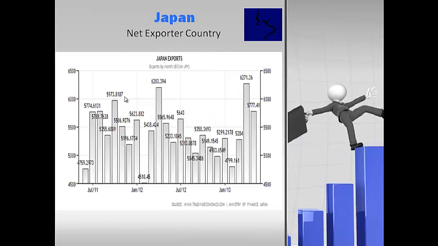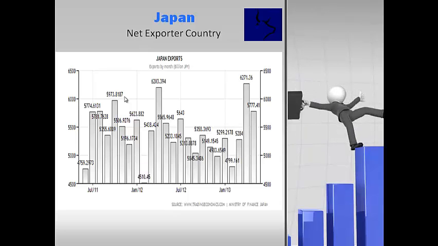Based on these two, the technical indicator and the fundamental indicators, as we call them, we are going to talk about Japan and make a trade based on this knowledge. So, let's talk a little bit about Japan. Japan is a net exporter country. What we're saying is that when a country is a net exporter, they tend to export more than what they import.